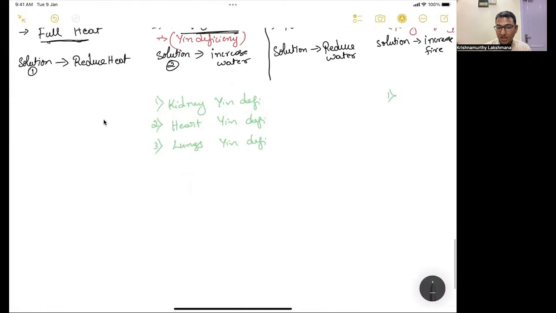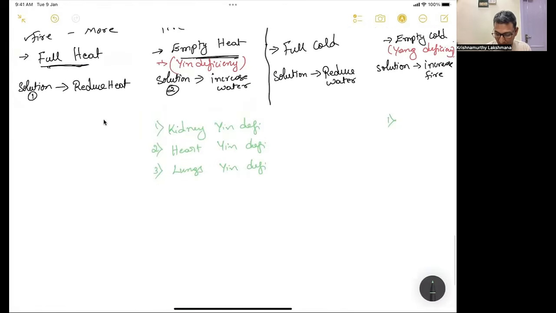Okay. So similarly in the fourth situation, if the fire is less in somebody's kidney, we call it kidney yang deficiency. If the fire is less in the heart, we call it heart yang deficiency. If the fire is less in the lungs or in the spleen, we call it lung yang deficiency or spleen yang deficiency. Okay.